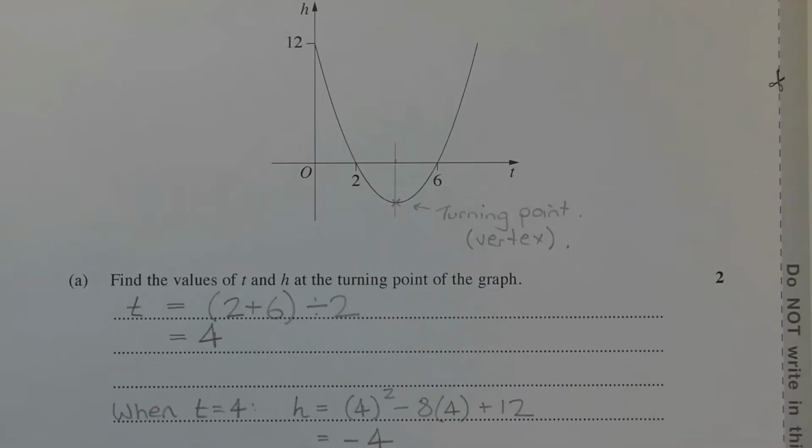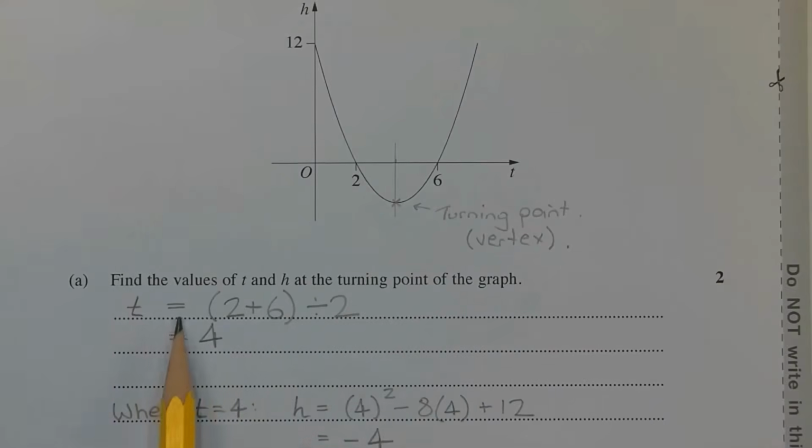The horizontal coordinate of the turning point, or vertex, of the graph of a quadratic function lies halfway or midway between the two horizontal intercepts. In this case, the horizontal coordinate is represented by the variable t. So to find the t coordinate of this particular turning point, we find the average of 2 and 6. And we do that by adding them together and then dividing that by 2.